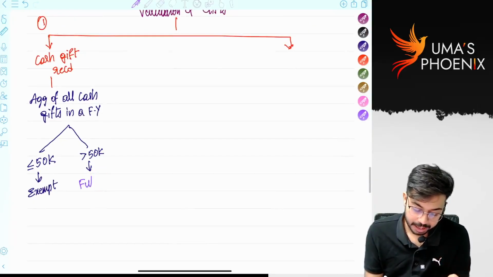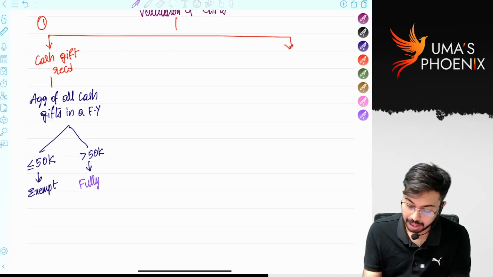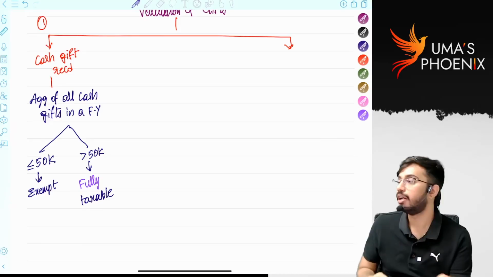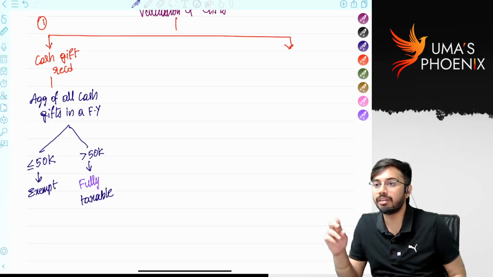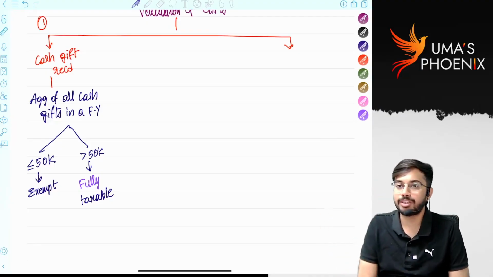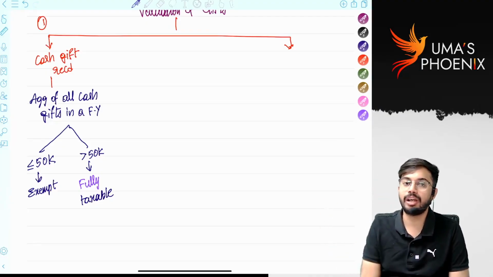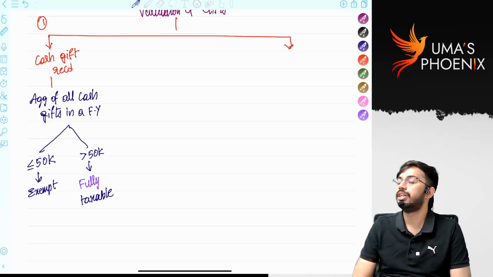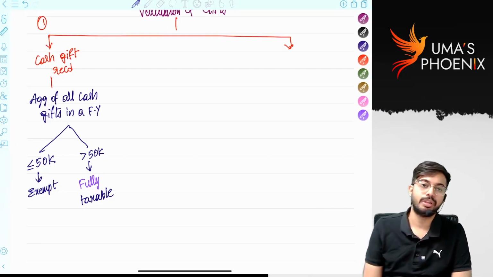If all cash gifts received during the previous year are greater than 50,000, then fully taxable. Okay. Don't tax only the excess. If you cross the threshold limit, from the first rupee onwards it is taxed. The whole gift is fully taxable. So did you understand case 1? Shall I explain case 2?